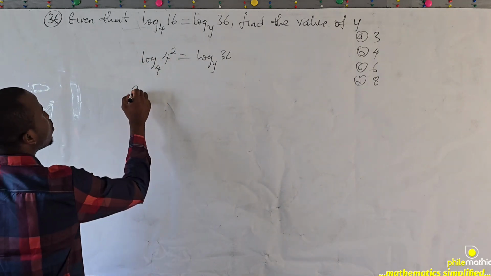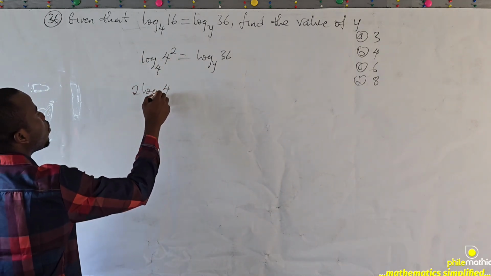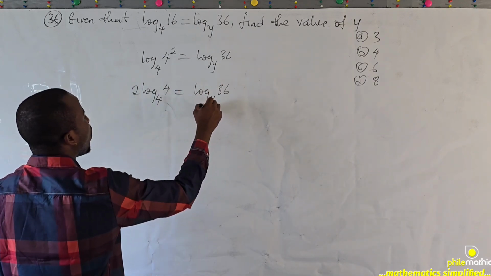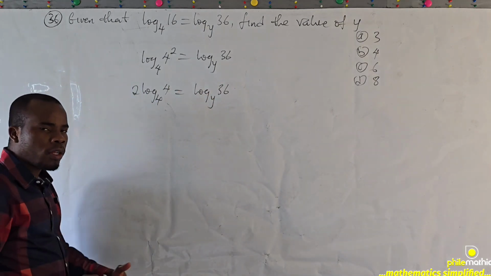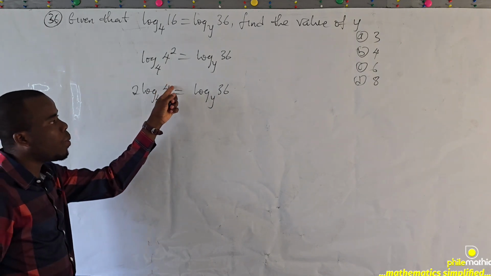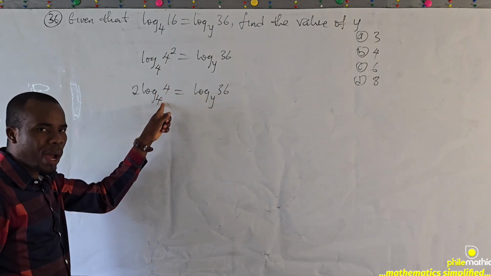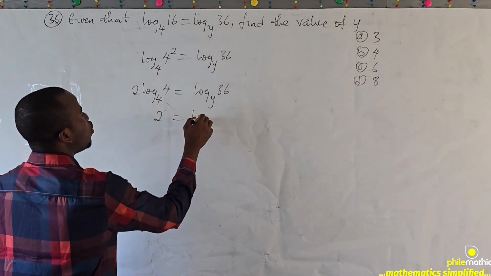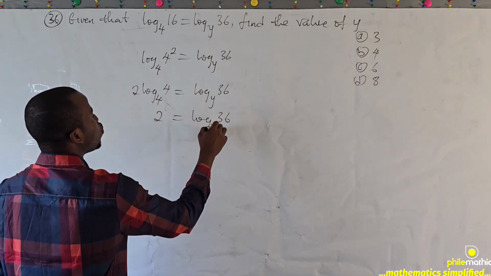And so we'll have 2 log 4 to base 4 equals log 36 to base y. And also from logarithm, the log of a number to its same base is 1. So the whole of this is 2 equals log 36 to base y.